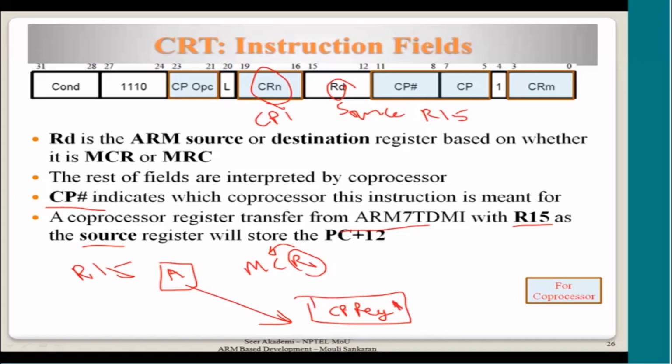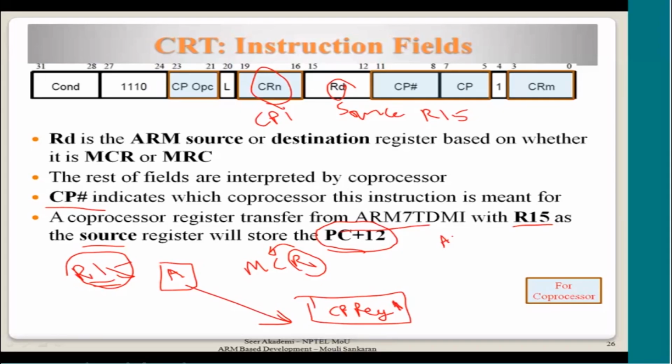Then you may want the current memory address, where R15 is pointing, to be transferred. But what you actually get is PC plus 12. It's a very good question to answer. Think about why it is so.